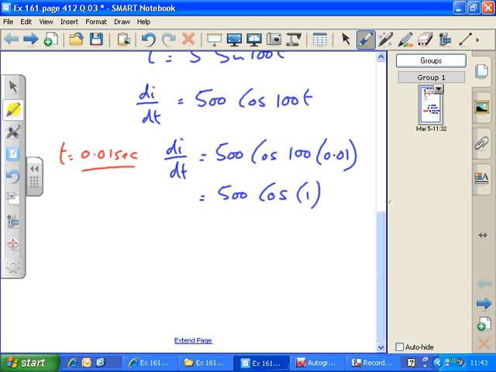To finish this question, we need to make sure that our calculator is measuring in radians, because we're using radians in this particular question. And you should verify the answer in the textbook.